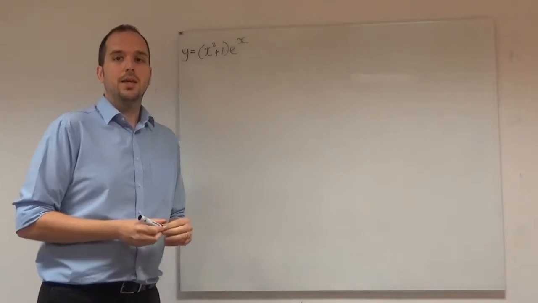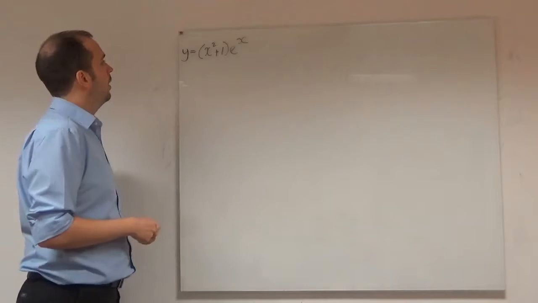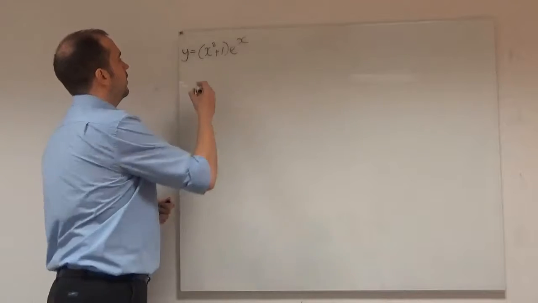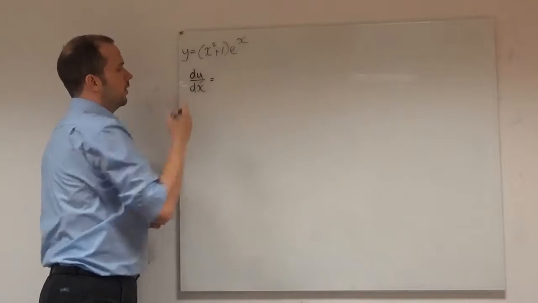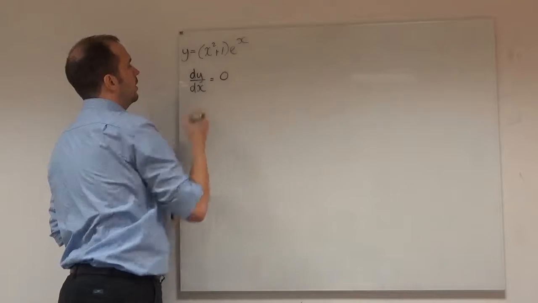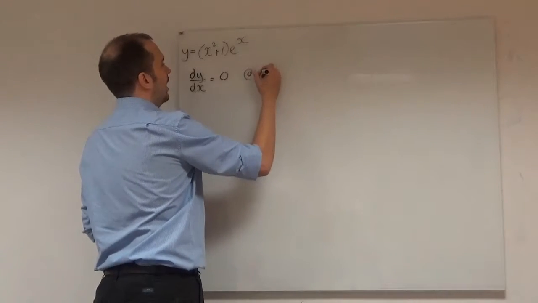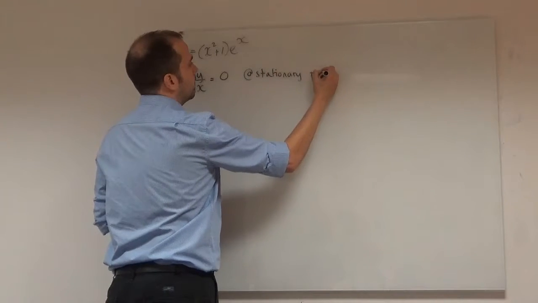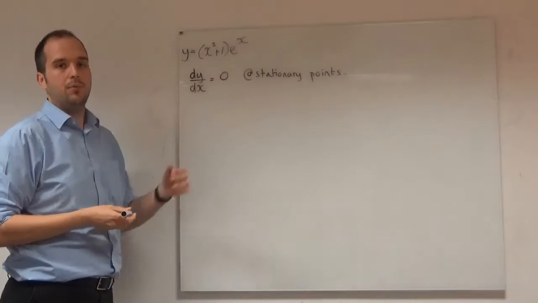In this video we're going to be looking at calculating the stationary points of this function given here. You should recall from a previous video or from looking through the notes, to find stationary points we have to first of all calculate the gradient function, so in this example dy by dx, and set it equal to 0. So dy by dx is equal to 0 at stationary points. So the first thing we need to do then is calculate dy by dx for this example.